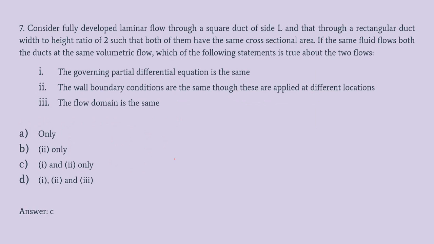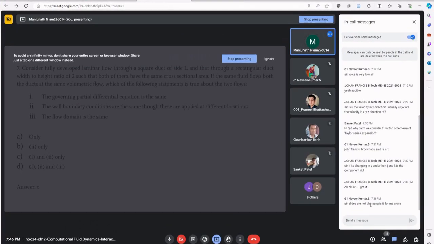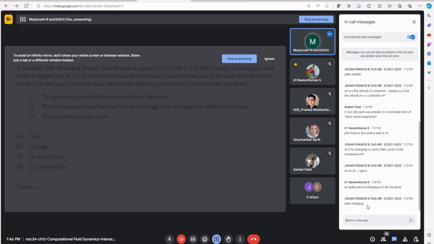Next one. I hope there are no doubts. Let me check. Okay, someone has said the slides are not changing. Is it changing now? For everybody, it's fine now. Okay, thank you.